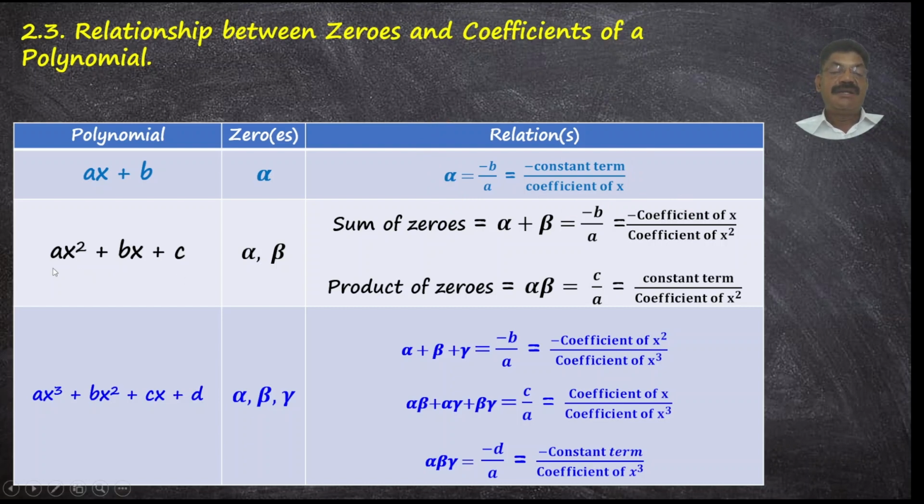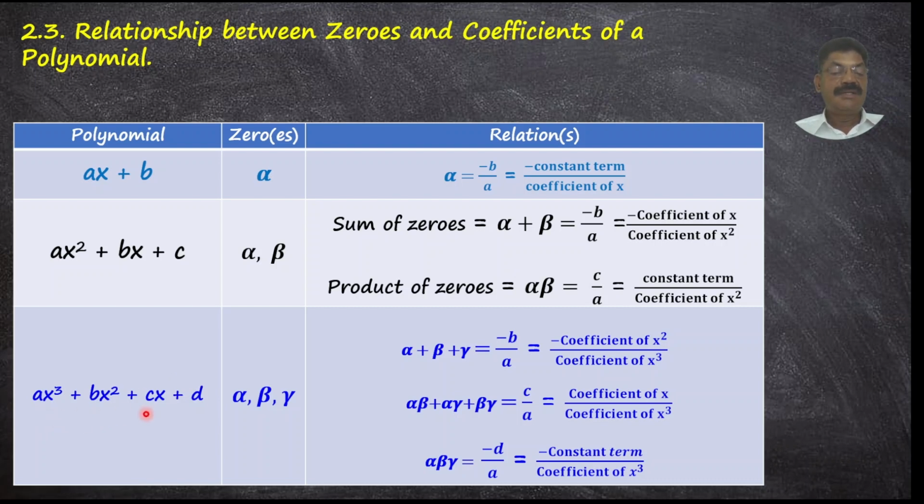Suppose it is a quadratic polynomial ax square plus bx plus c. You can take alpha and beta as its zeros. In that case, the sum of zeros is alpha plus beta, which is equal to minus b by a, which is equal to minus coefficient of x divided by coefficient of x square. The product of zeros is alpha beta, which is equal to c by a. What is c? The constant term. a is the coefficient of x square. So these two are the relationships between the zeros and the coefficients of ax square plus bx plus c.